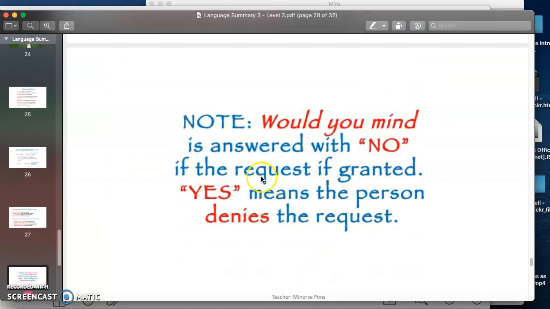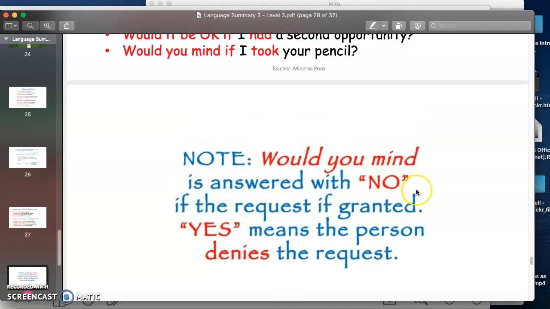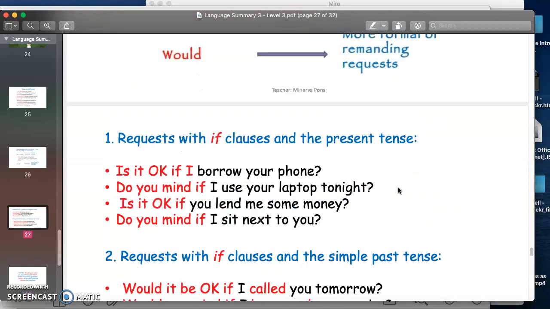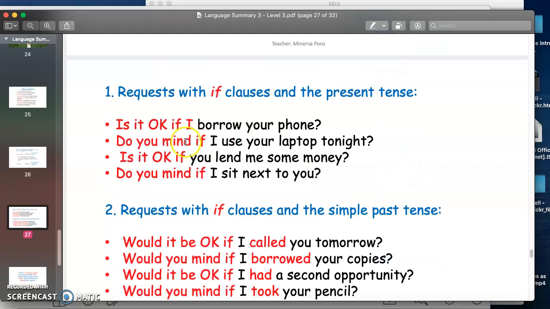Now, this is a very, very important thing to keep in mind. Would you mind is answered with no if you agree with the request, and with yes if you deny the request. So if someone asks you, would you mind, and you say no, you are giving a positive answer. For example, do you mind if I use your laptop tonight? If I ask you, do you mind, it is basically if it bothers you, if it's okay if I use it.